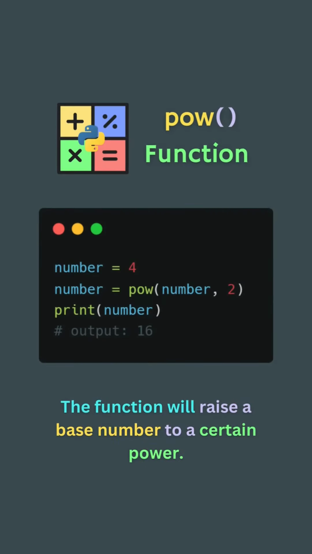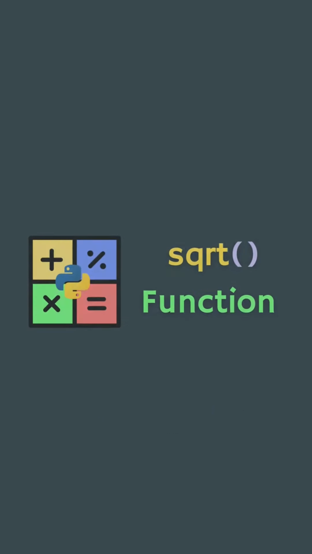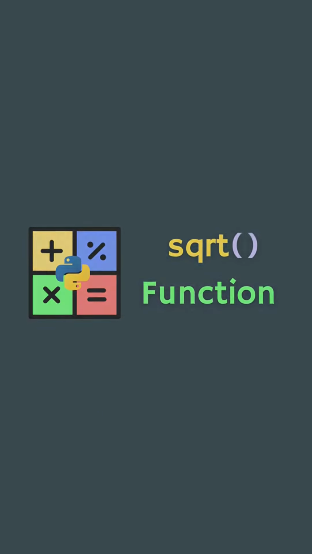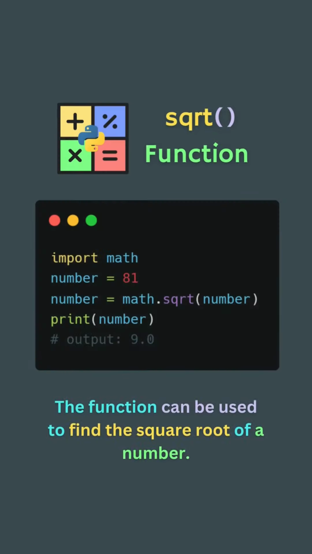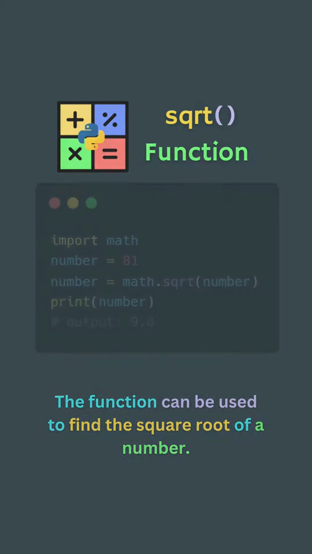The pow function raises a base number to a certain power. To use this function, pass in two arguments, the base and the exponent. The sqrt function is another function located in the Math module that can be used to find the square root of a number.